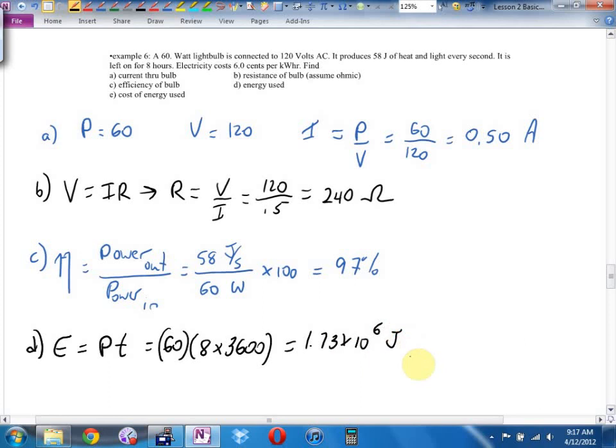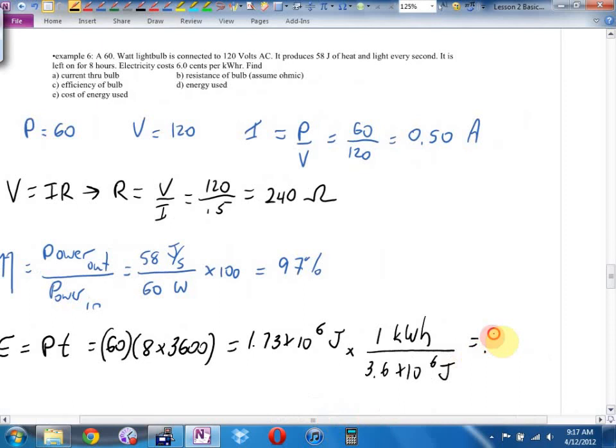You know what? Let's change that to kilowatt hours. So it's going to be times, let's see, 1 kilowatt hour was 3.6 times 10 to the 6th joules. How many kilowatt hours? 0.48 even? We're pretty close. 0.48 kilowatt hour. It's just shy of half a kilowatt hour.